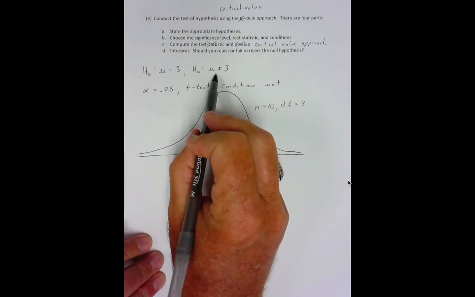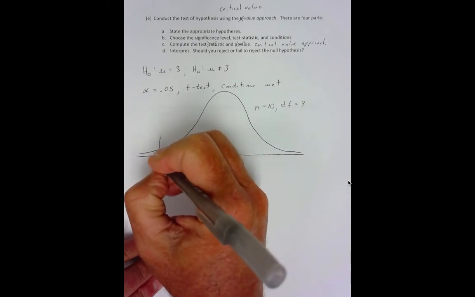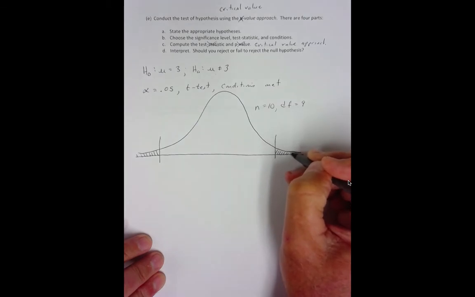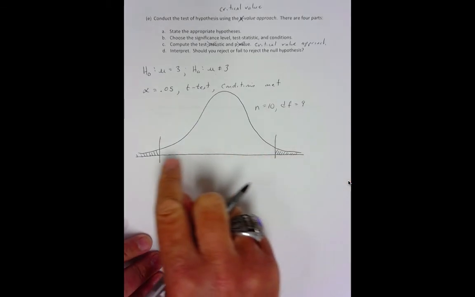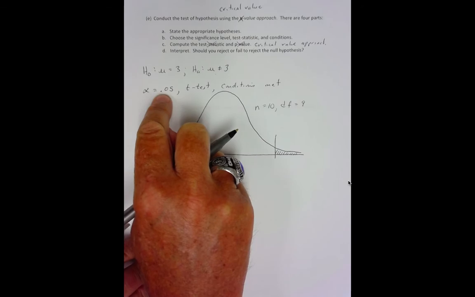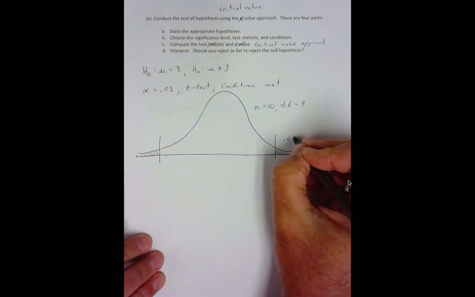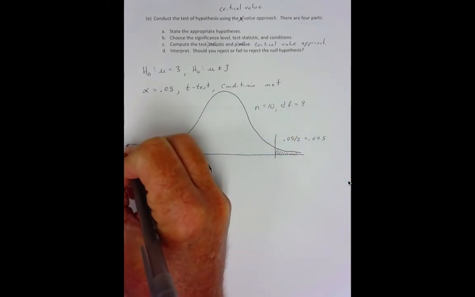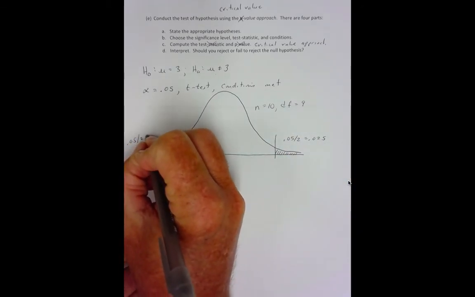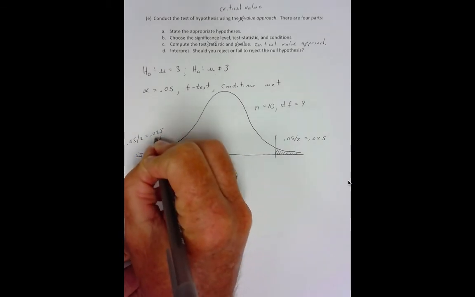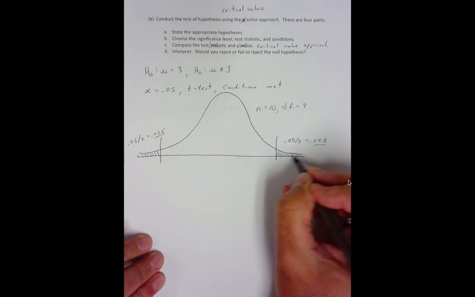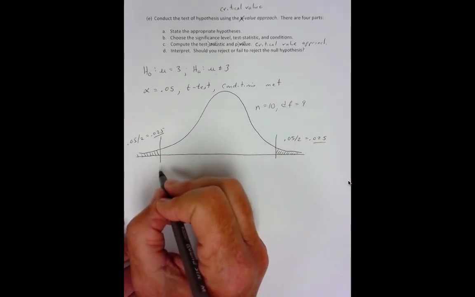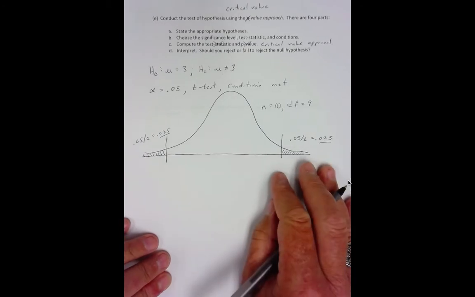Since we're testing not equal to, it means we've got a rejection region in the left tail and in the right tail. And the sum of these two areas has to be 0.05. So the area in this tail is 0.025, the area in that tail is 0.025. Let's go find these values.